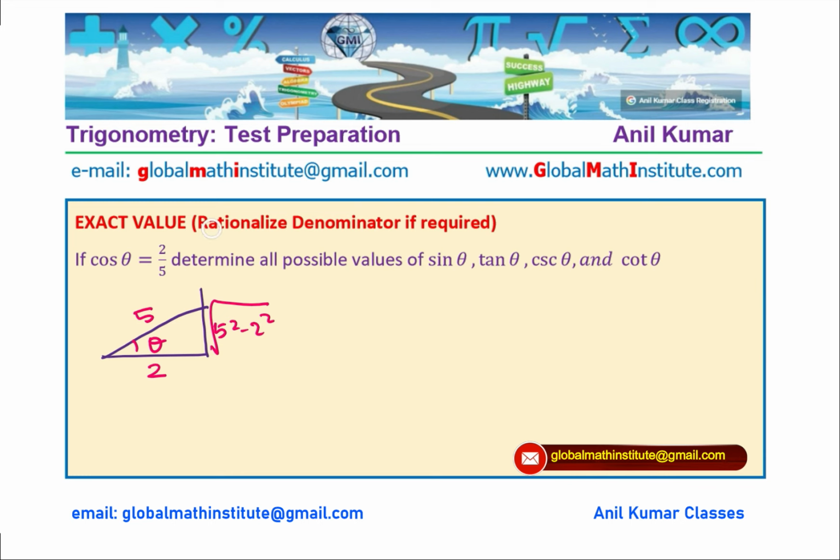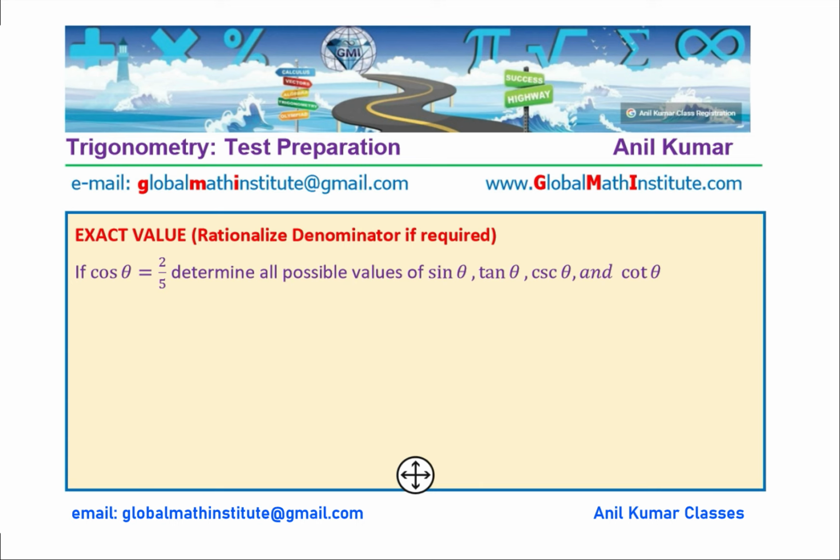Remember, you need to rationalize the denominator, right? 5 squared is 25, and minus 4 will be 21. So you get root 21, which will be a part of your answer. You might have to rationalize in one of the secondary trigonometric ratios, correct? Fine, I think this is clear, right?